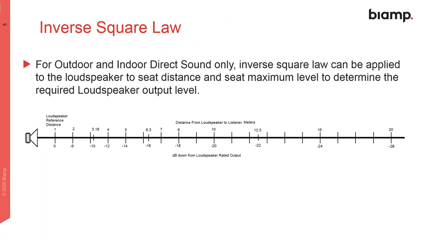So once we know the level that we want at the audience ears, we can work back to how much level has to come out of the loudspeaker. And this is a simple inverse square law. You should all be more or less familiar with it. 6 dB of dispersion: the sound is spread over a larger area. So every time you double the distance, we get 6 dB of level drop.